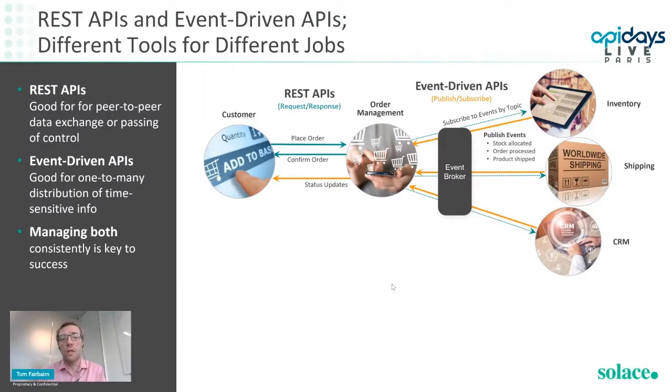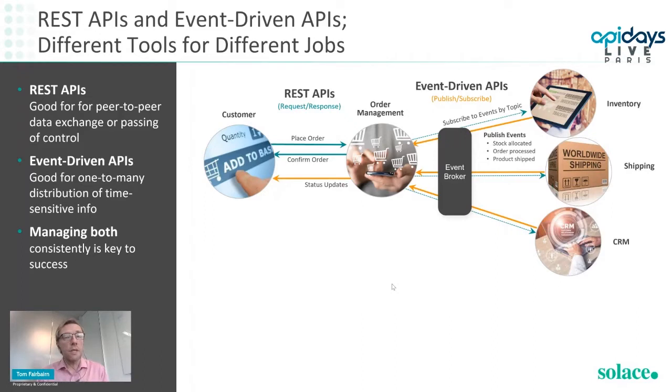Event-driven APIs are good for one-to-many distribution of data, particularly if that's time-sensitive data, or on the converse of that, time-insensitive data. So if you look at our exchange here, perhaps our CRM system, actually it doesn't have to be updated in line with inventory and shipping.